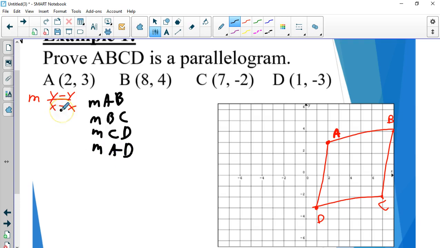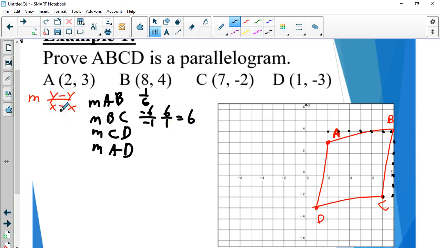So AB, I go up, down, then left, right. So from A, up 1, so that's positive 1, right, 1, 2, 3, 4, 5, 6. So that has a slope of 1/6. Now from B to C, I can start here at B. I'm going to go down 1, 2, 3, 4, 5, 6. So down 6 and left 1, left being negative. So that's the same as 6 over 1, or just 6.